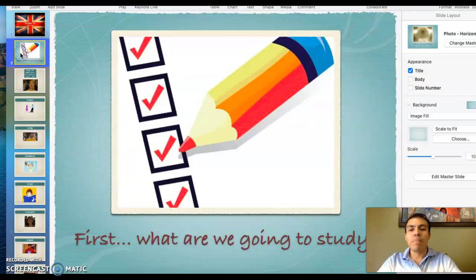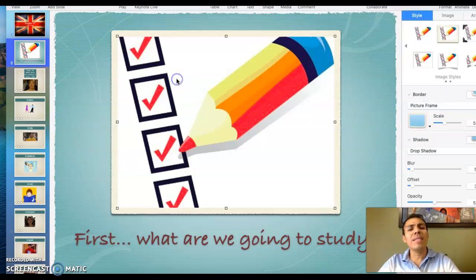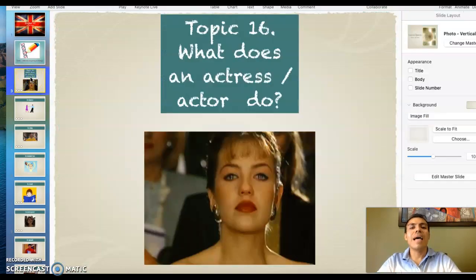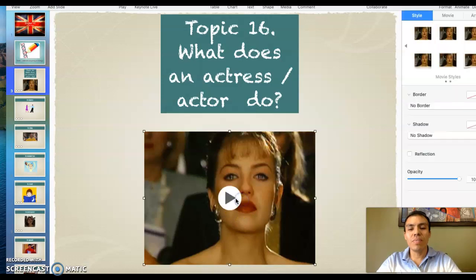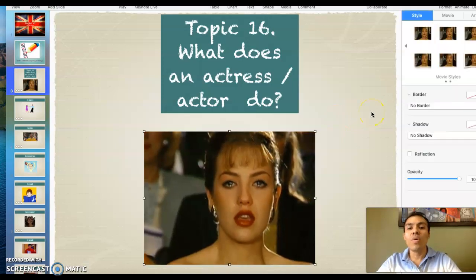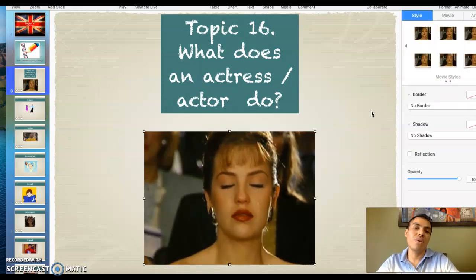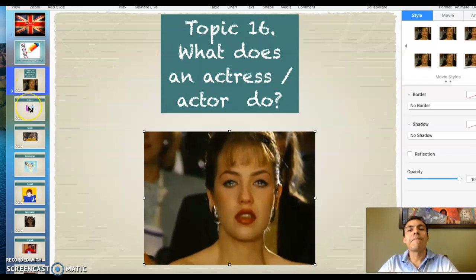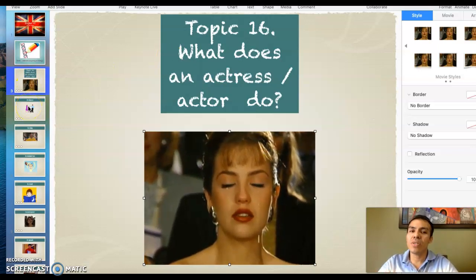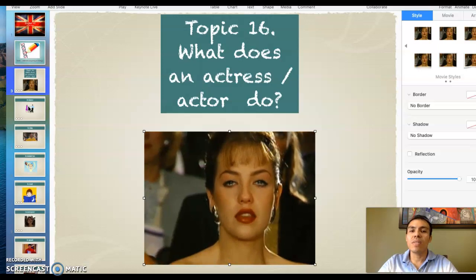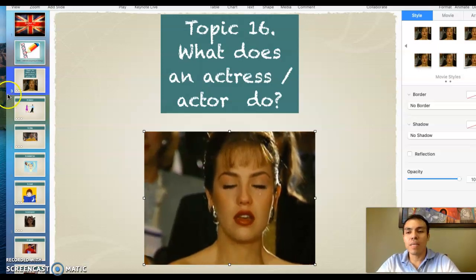And before we start with the session, first, what are we going to study? The topic is number 16. What does an actress do? Or what does an actor do? Before we start with the session, we are going to study some verbs.